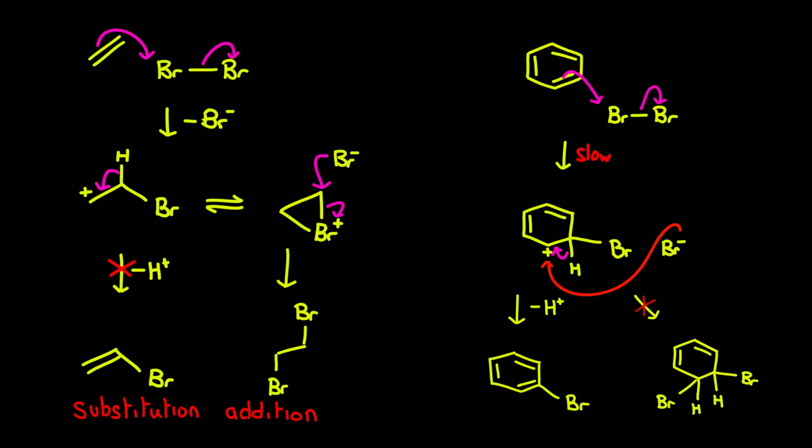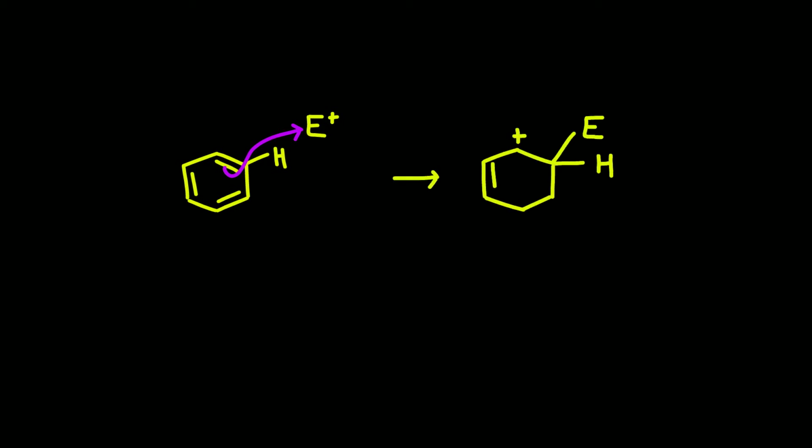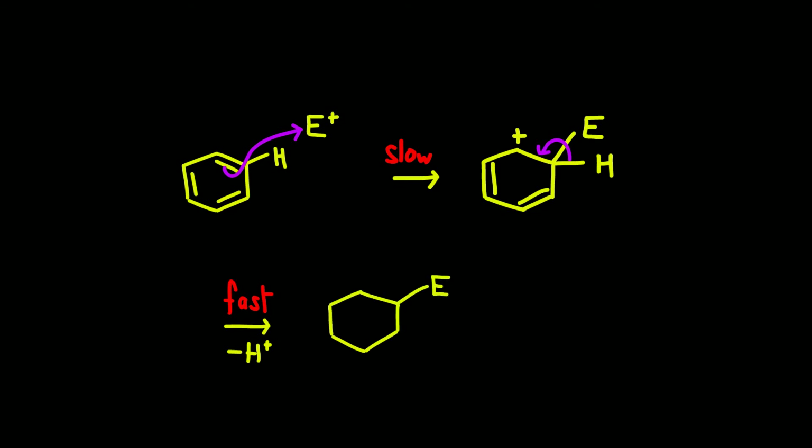Bromination of alkenes and bromination of benzene and arenes is fundamentally different. In general, the key concept to remember is electrophilic attack on an arene is slow. It gives an sp3 hybridized carbon. That loses a proton to regenerate the aromaticity in a fast step to give a substitution product. If you understand that, the rest of the chapter is easy.